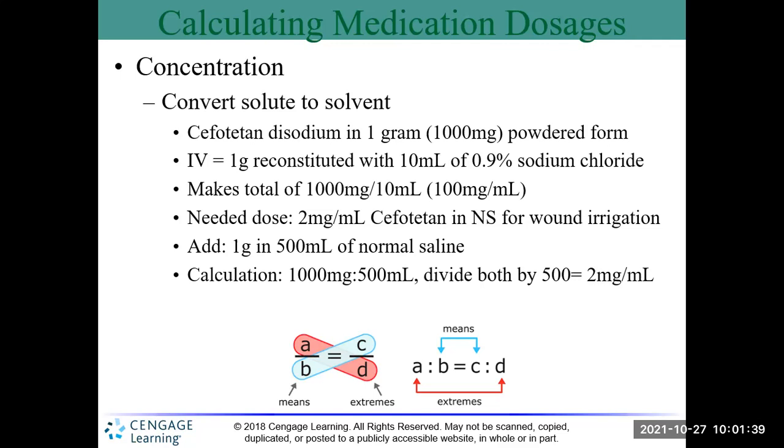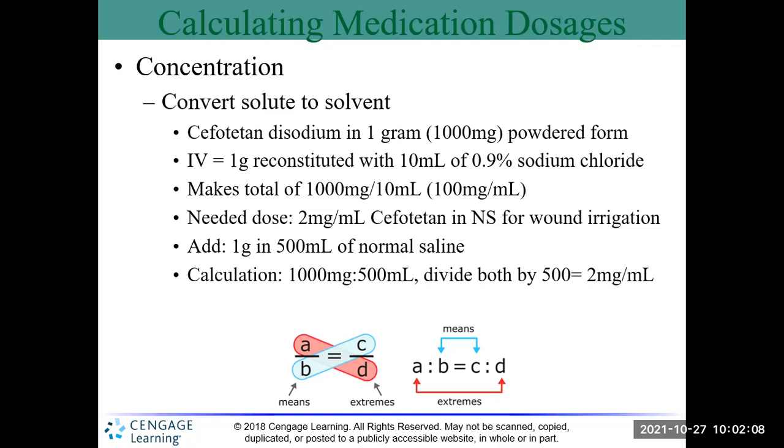So it's going to make a total of 1,000 milligrams per 10 milliliters of normal saline. What we need for the irrigation is 2 milligrams per milliliter. So how do we get that? We add the whole gram, which is that 1,000 milligrams, in 500 milliliters of normal saline. And then we're going to divide both of that by 500 to get the 2 milligrams.